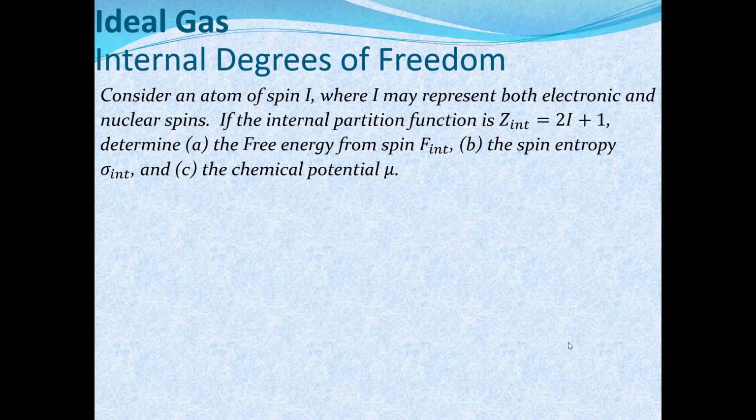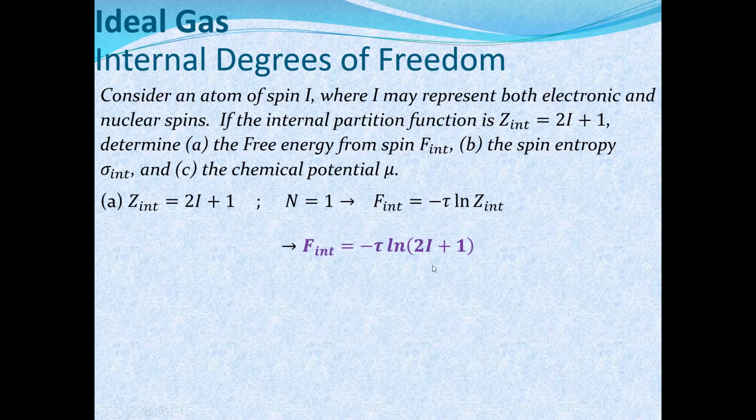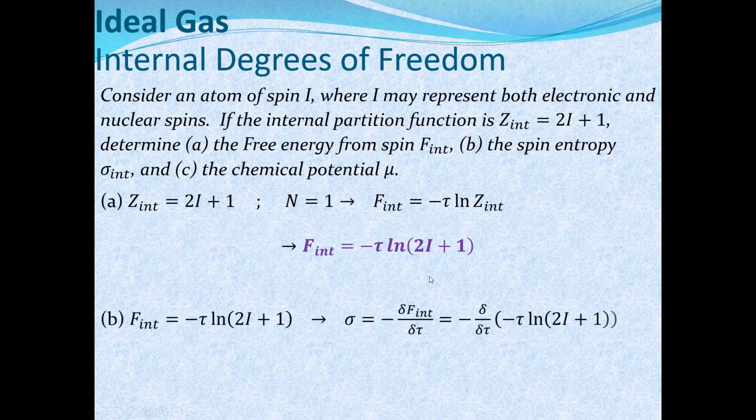All right, so here they give us the partition function for the internal degrees of freedom. And they want us to find the free energy, the entropy, and the chemical potential. So all pretty straightforward. As we know, the free energy was just going to be ln of this partition function. So we just plug it straight in. Nothing really crazy on that.